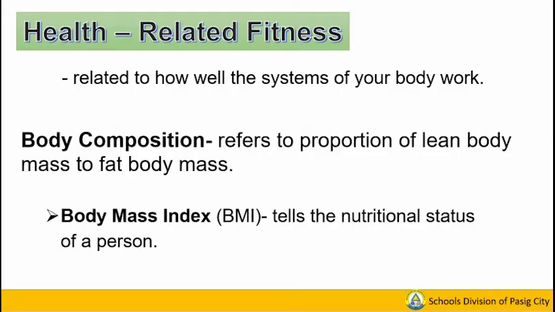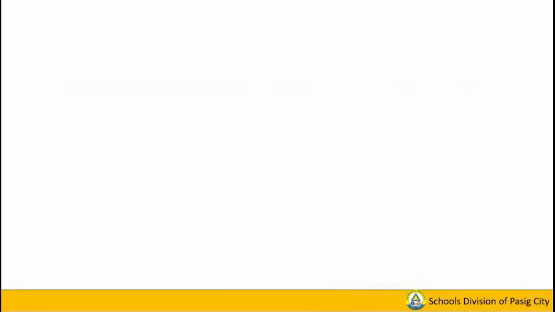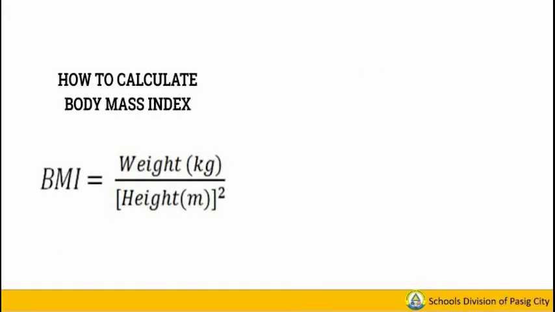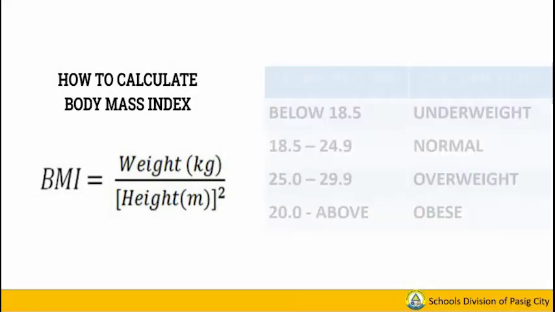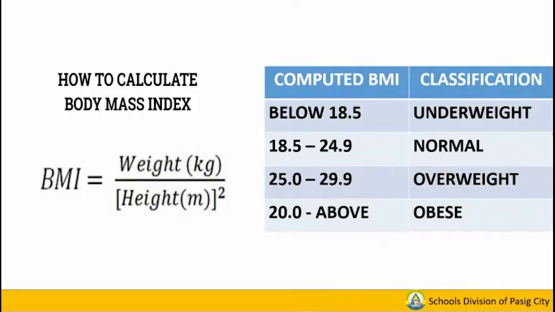To be able to get the BMI, you will need to get your height and weight. How to calculate body mass index? The formula is: body mass index is equal to your weight in kilograms over the square of your height in meters. And here are the classifications for every computed BMI. For example, if you computed your BMI below 18.5, you are classified as underweight. If you computed your BMI 18.5 to 24.9, you are normal, and so on.